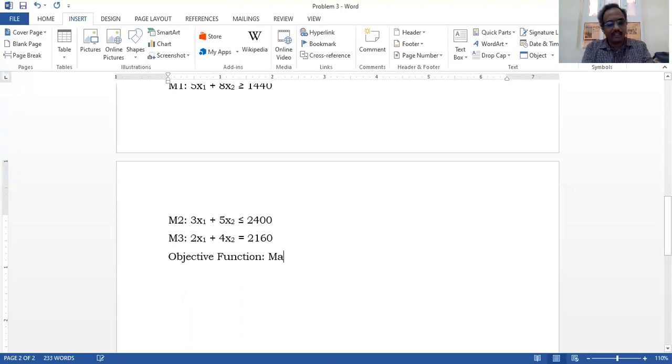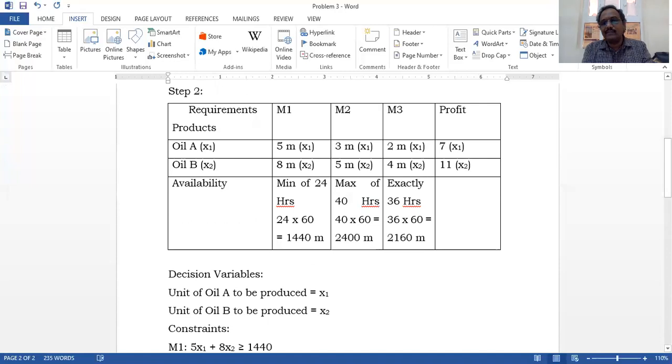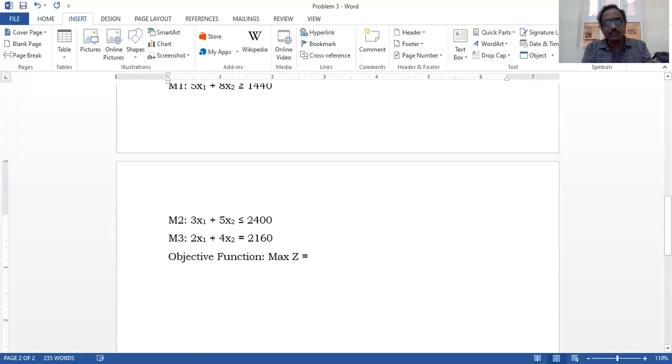Now I am going to define the objective function using the profit. Our objective function is to maximize the profit Z. We are having two profits, one is 7 and the second one is 11. So this will become 7x1 plus 11x2.